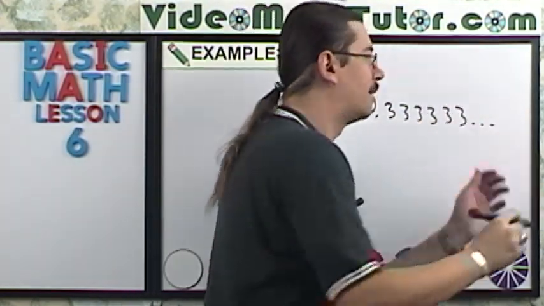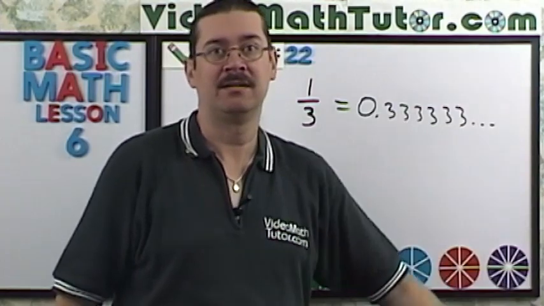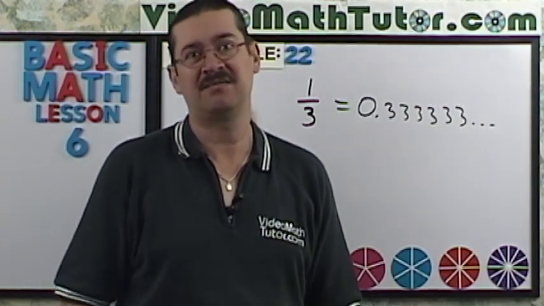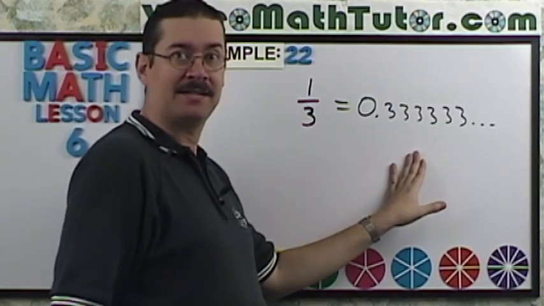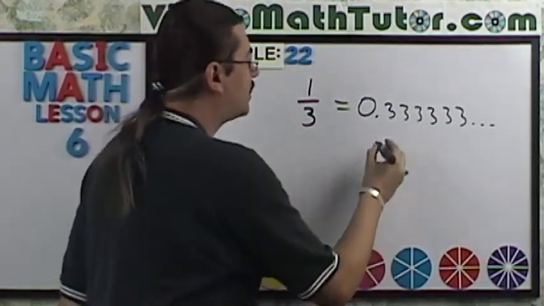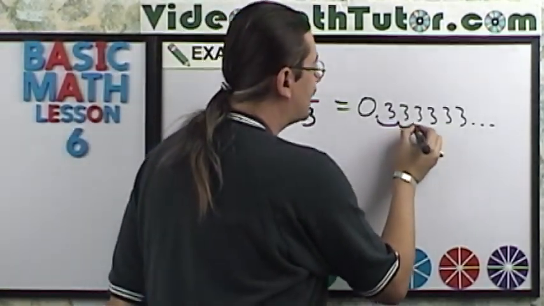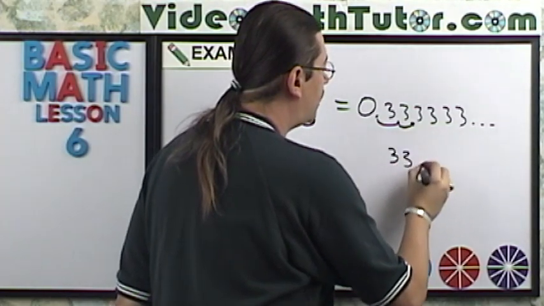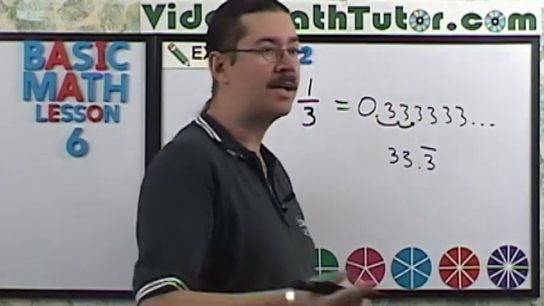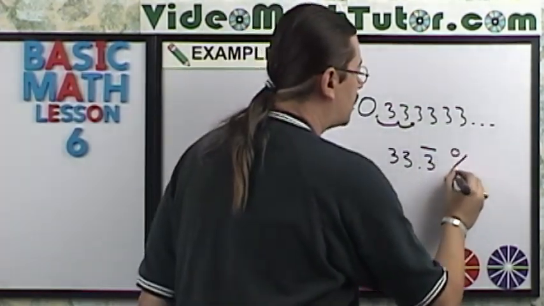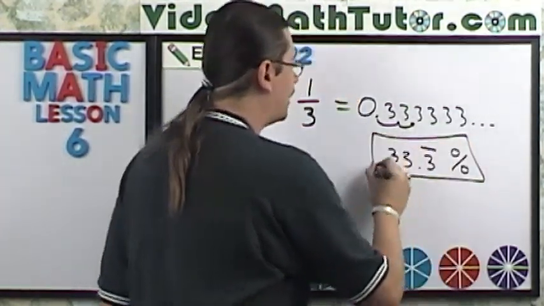0.333333. This thing's going to go on forever, much like this video clip. Oh, just kidding. Once you have this, then what? Well, let's just scoot over 2 decimal places to get 33.3. Let's put a little bar over that because that's the digit that repeats itself, and then we'll make that a percentage. And there is our answer.